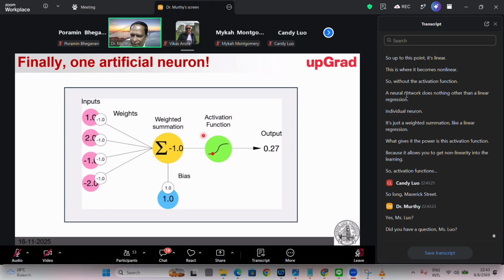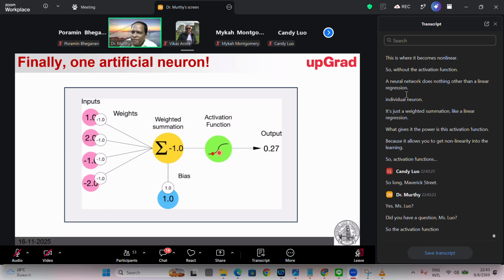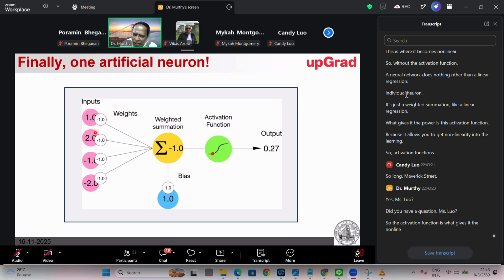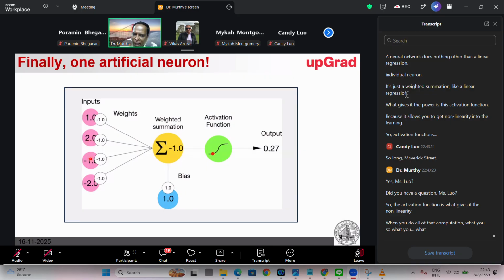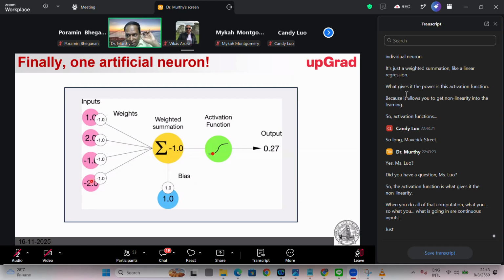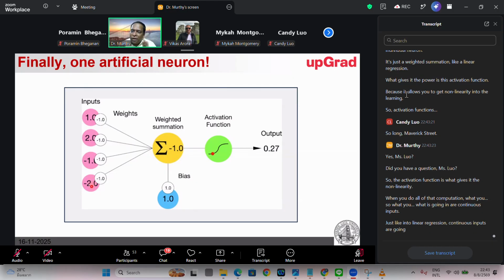So the activation function is what gives it the nonlinearity. When you do all of that computation, what is going in are continuous inputs. Just like into linear regression, continuous inputs are going into a neural network also. Continuous inputs only can go.